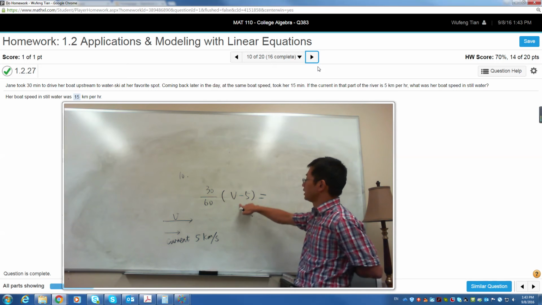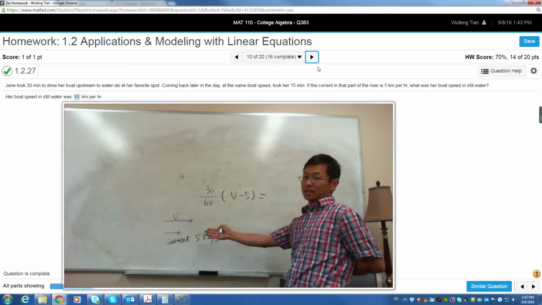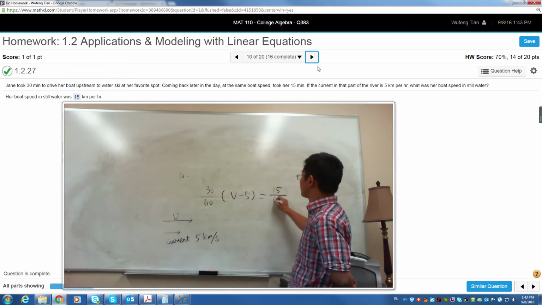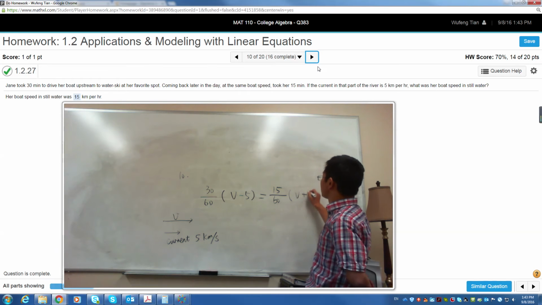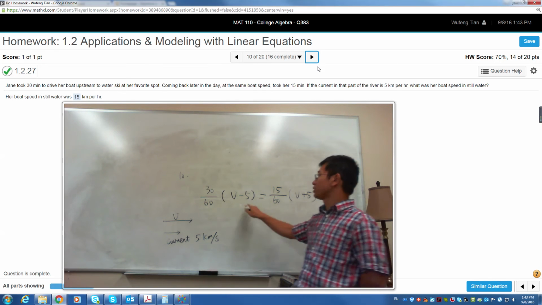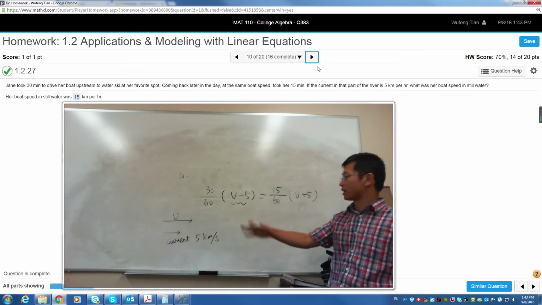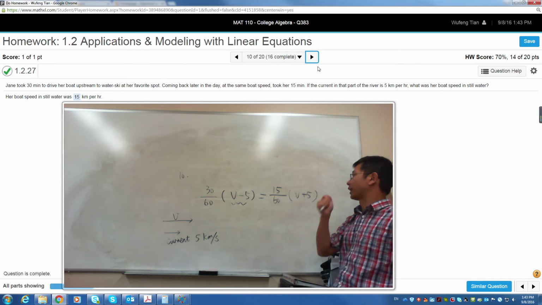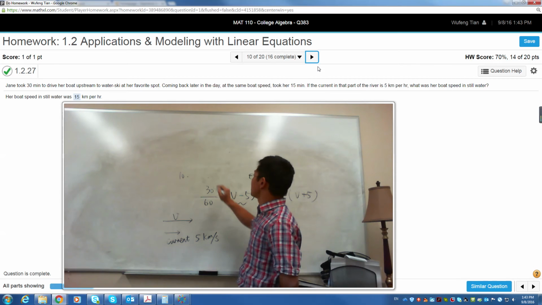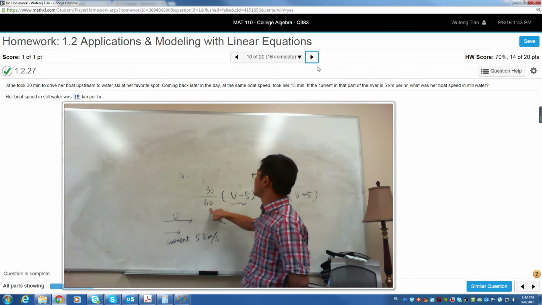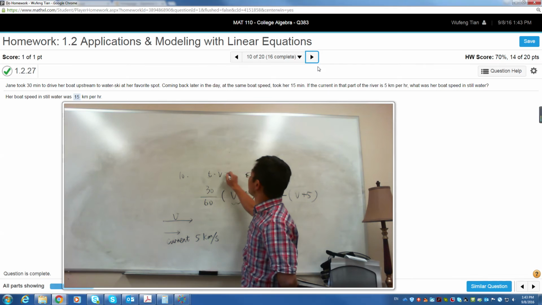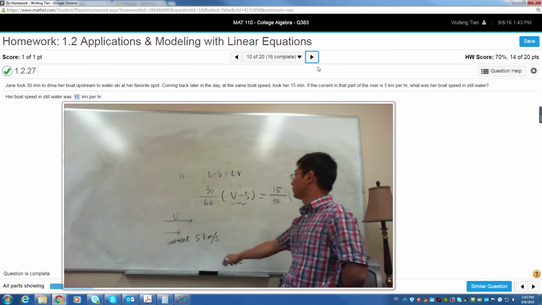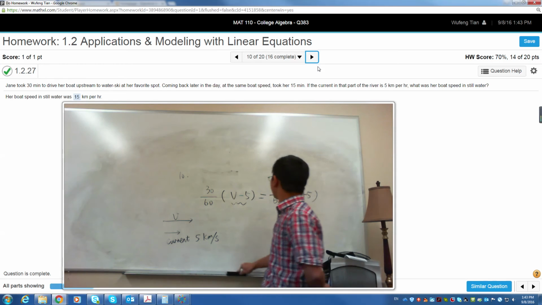So the first one is if you're against it, it takes longer time, and then it's 15 minutes over 60 minutes, V plus 5. Okay. This is the speed you go against the water. This is the speed you go with the current. Okay, so then time T times V equals T times V. Both are the same distance, go back and forth. Okay. So let's solve that.